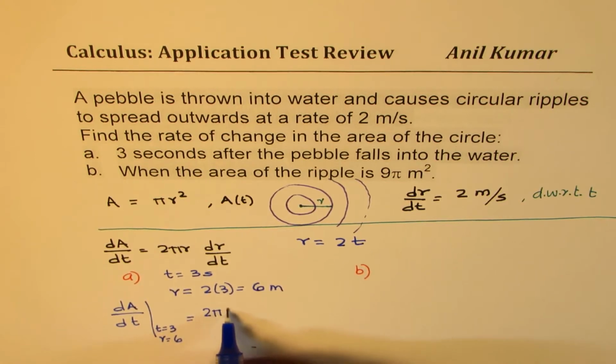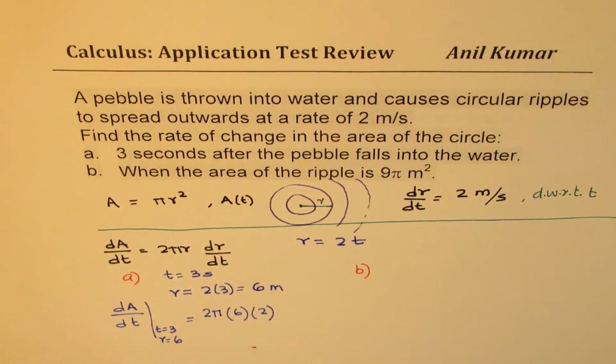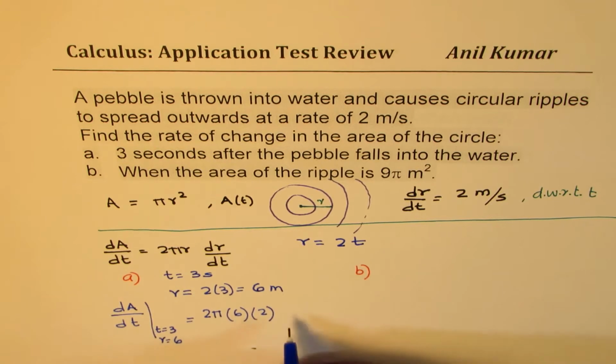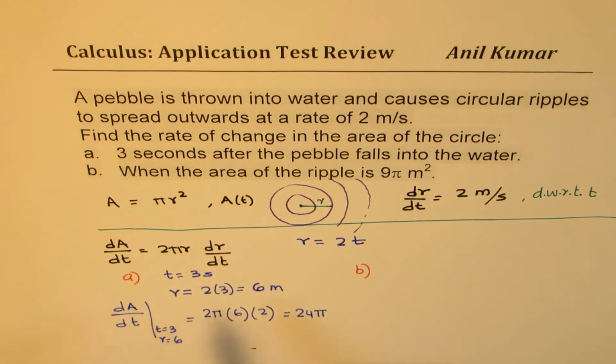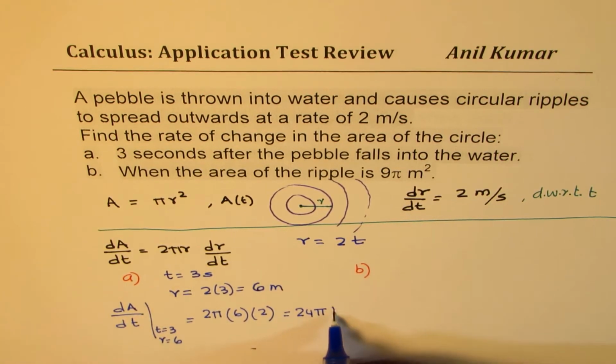So we get 2 pi, r is 6 for us, and dr/dt is 2. Right? So calculating this, I'll write the exact values at present. So it is 4 times 6, 24. So we'll say this is 24 pi. Area, units are meter square per second. You see that? That is how you're going to solve the questions.